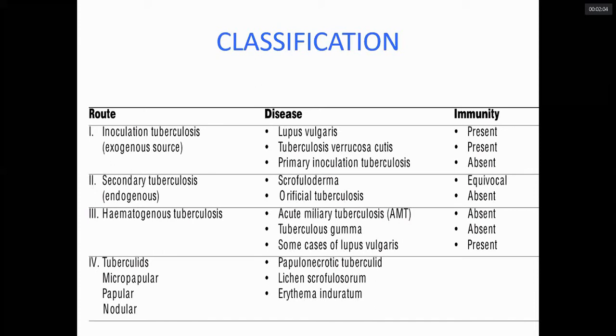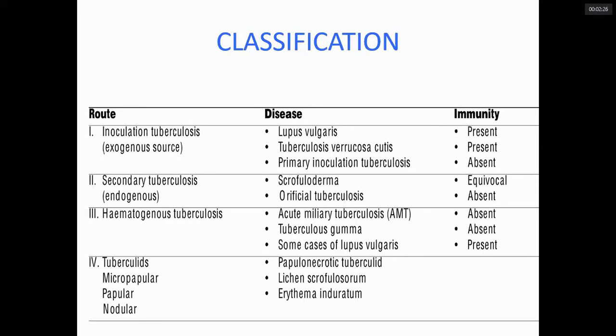transmission. First of all, inoculation tuberculosis. It is the exogenous source. Inoculation tuberculosis means the tuberculosis is inoculated from an outside source. The inoculation tuberculosis types are lupus vulgaris, tuberculosis verrucosa cutis, and primary inoculation tuberculosis.